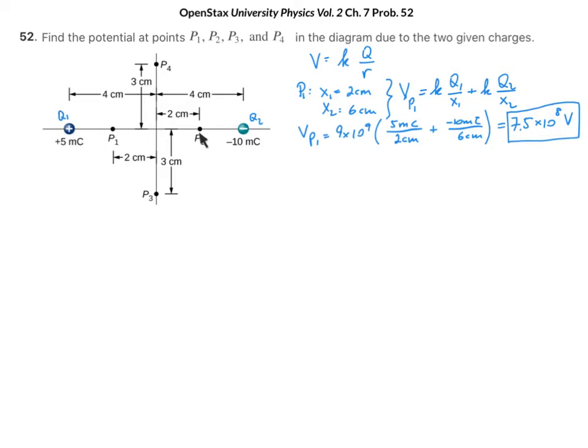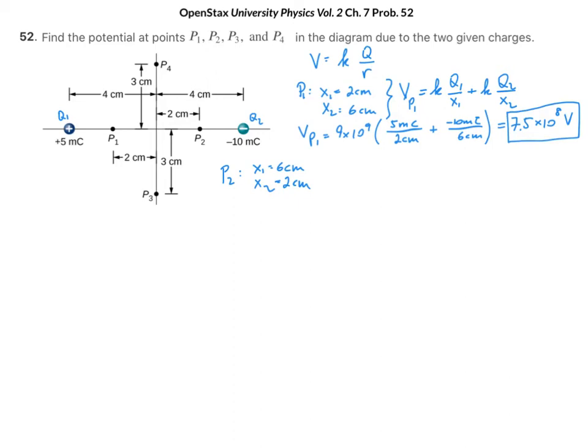Now the second one is P2. So again, I need to know the distance from charge Q1 to P2 and from charge Q2 to P2. So from here to there is 4 centimeters plus 2, so that's 6. So I'll say here's P2. We have x1 is 6 centimeters, and x2 is a distance from here to there. So that is 4 minus 2, 2 centimeters. We'll use the same equation. So we basically add the potential due to charge 1 to the potential due to charge 2.